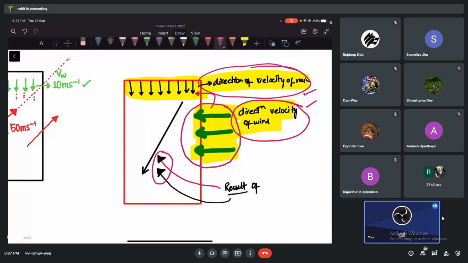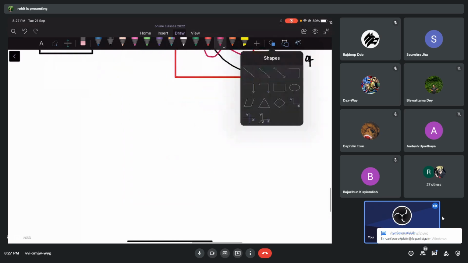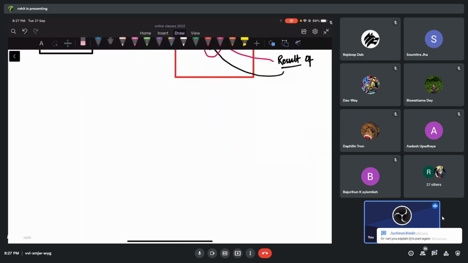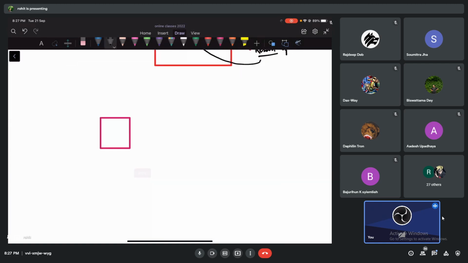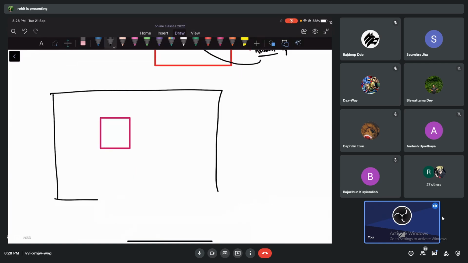I'll give you another example very quickly, and then you think about it, for those who did not understand. See, this is a box, and this is a platform. Imagine we're looking from the top. This is a box. Then imagine I attach a rope here.